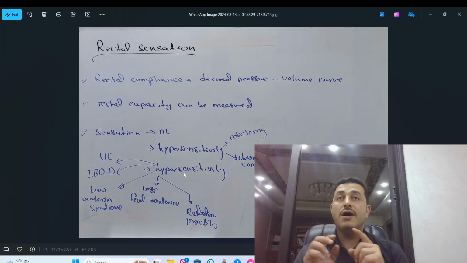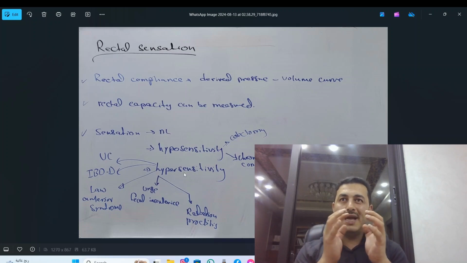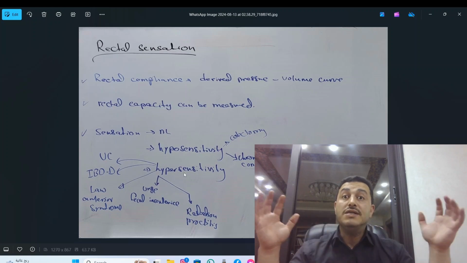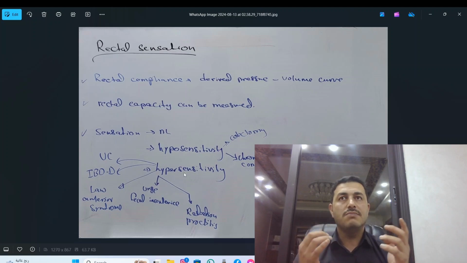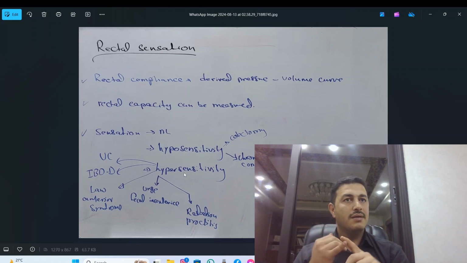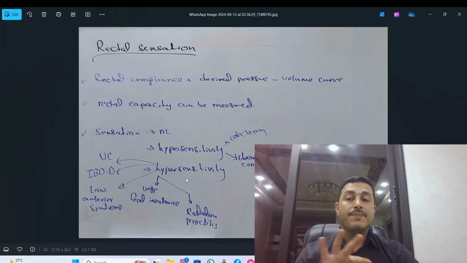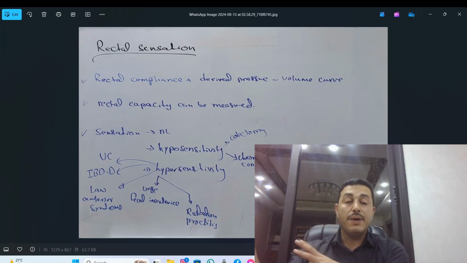Vice versa, if we inflate the balloon a little bit, but the pressure increases dramatically, this is hypersensitivity. This may be due to ulcerative colitis. The patient cannot wait. Inflammatory bowel disease, diarrhea predominant, low anterior resection syndrome, urge fecal incontinence, radiation proctitis. Also, the compliance and the sensation can improve after we send the patient to biofeedback.